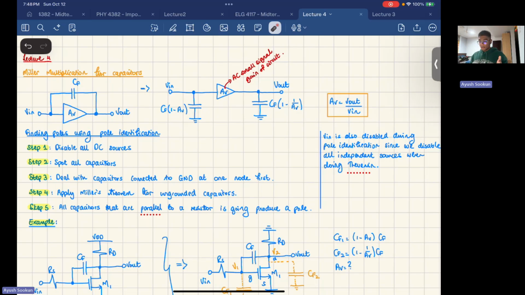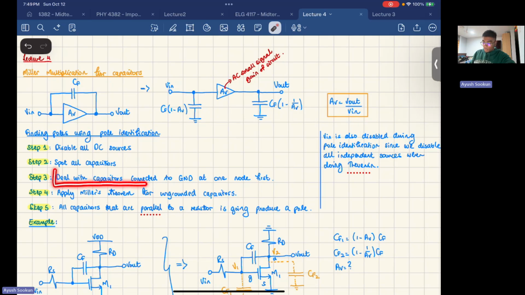So when you're doing Thevenin, all of the sources you're going to disable. In this case, you're doing AC analysis, so you're also going to disable the DC sources. That's what I said here. Vin is also disabled during pole identification, since we disable all independent sources when doing Thevenin. So all independent sources, whether AC or DC, will be disabled. And then you want to spot all capacitors in your circuit.